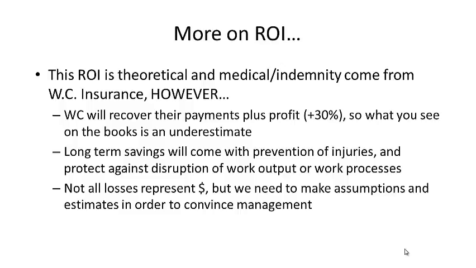And so just realize that there's going to be some delay in how much these things cost, and a delay on when we recover it. But for now, we're just assuming that the company's paying for it, even though most companies operate under a work comp policy. So it's a shared risk with the policy carrier. Long-term savings, again, come from prevention of injuries, and we should be able to estimate these things based on what the company has set up. And not all losses represent money. We can get into that later.